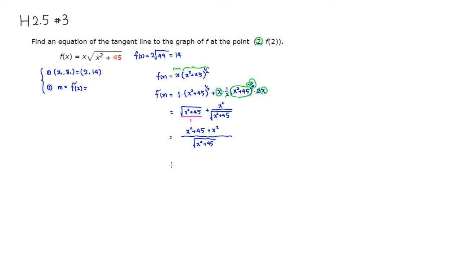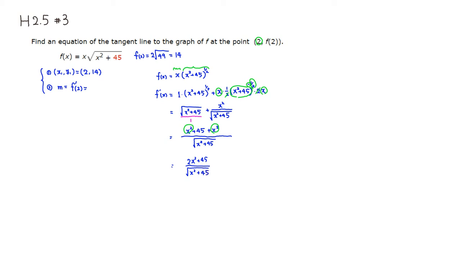You can see that we can combine x squared and x squared together. We can write it as 2x squared plus 45, over the square root of x squared plus 45.